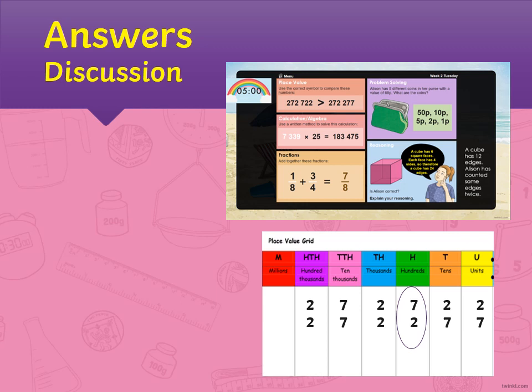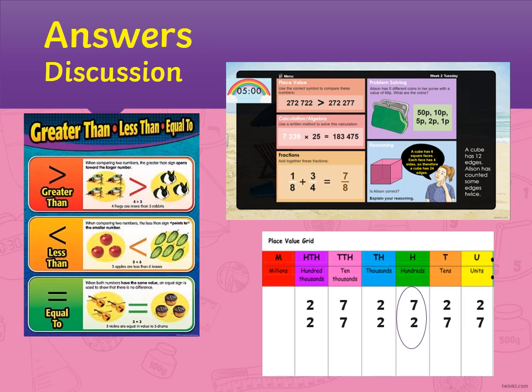So then we can see that 272,722 is greater than 272,277. And with our symbols, we know that we've got the greater than, less than, and equal to symbol, and the part that is widest faces the larger number. Okay, so the sign opens towards the larger number.